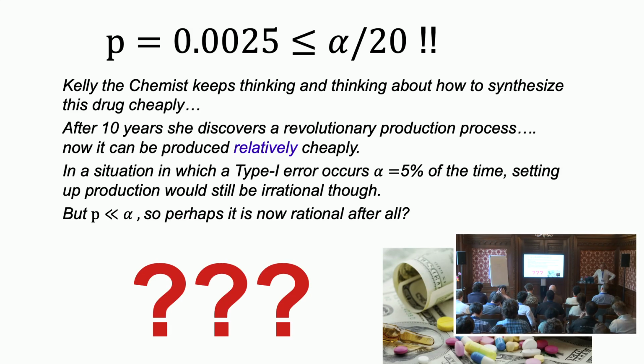Now, maybe if you had a 5% error probability, this would still be too risky to make a factory where you produce the medication. But if it had really been 0.0025, which is where the p-value was at, it might be worth the risk. Of course, this is very idealized. In practice, you also want to know something about how big the effect is and so on. But this is just to give you an idea.